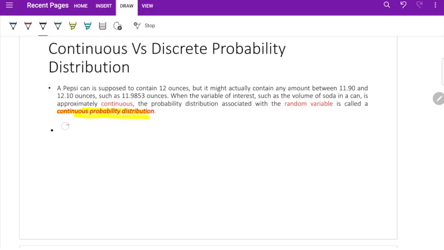One important difference between the discrete and the continuous probability distributions involves what? The calculations of the probability, especially when we do the calculations of probabilities associated with the specific values of the random variable.